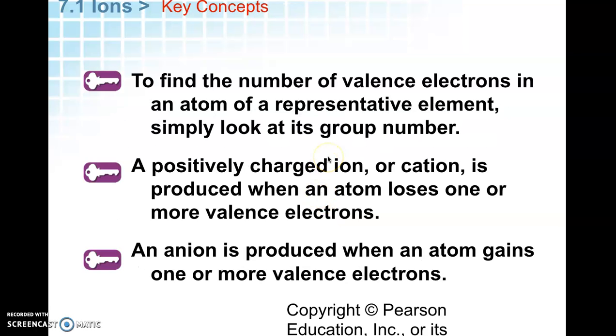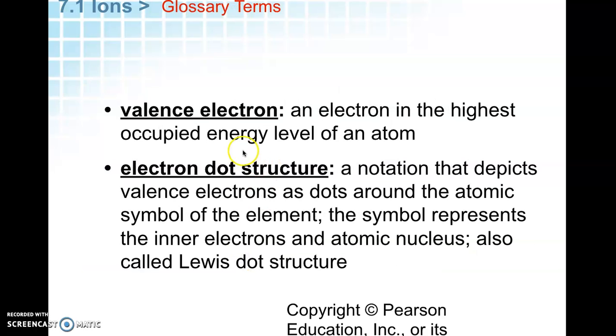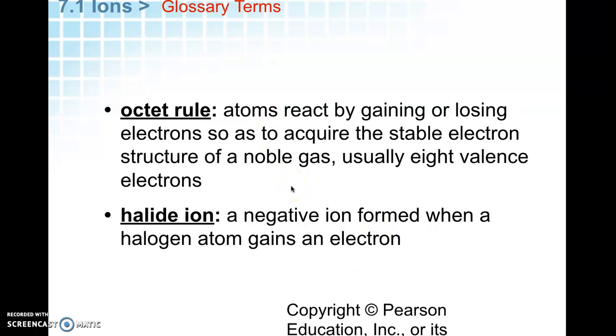All right, so key concepts: to find the number of valence electrons, look at the representative elements. Positively charged ion is when an atom loses 1 or more valence electrons, also called a cation. An anion is when an atom gains 1 or more valence electrons. Valence electron, outermost energy level electron. Electron dot structure, it shows the dots as the valence electrons around an atom. Octet rule means atoms will try to gain or lose electrons to be stable like a noble gas, which is usually 8 valence electrons, hence the name octet. And a halide ion is a negative ion formed when a halogen atom gains an electron.